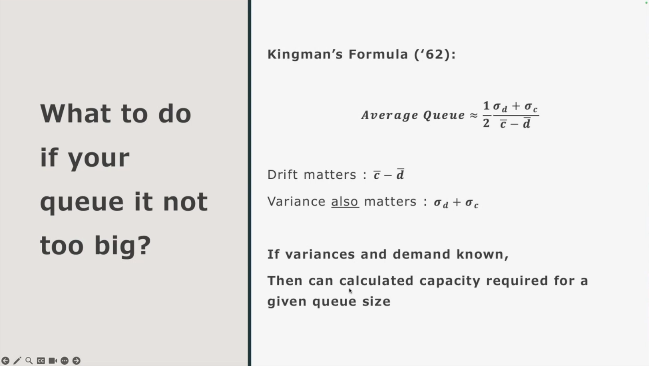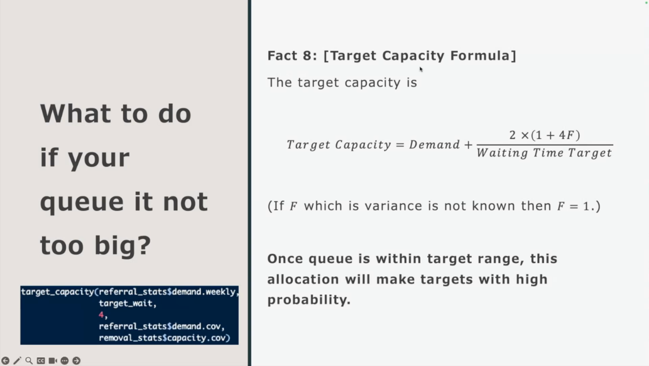But we can also use this to calculate, if you know your variances from your data and you know your demand from your data, you can work out what your capacity is. So the number of operations you do per week in order to reach some target level on average. There's a formula for doing that. It's implemented in the package, where it can say, if I want to reach this target queue size on average in the long run, then this is how many operations you need to be doing per week. I'm also starting to implement a bit where we can say, let's say I want to go over the waiting time target only 1% of the time or 2% of the time or 0.5% of the time, then what is the capacity you should be doing in order to reach that on average?